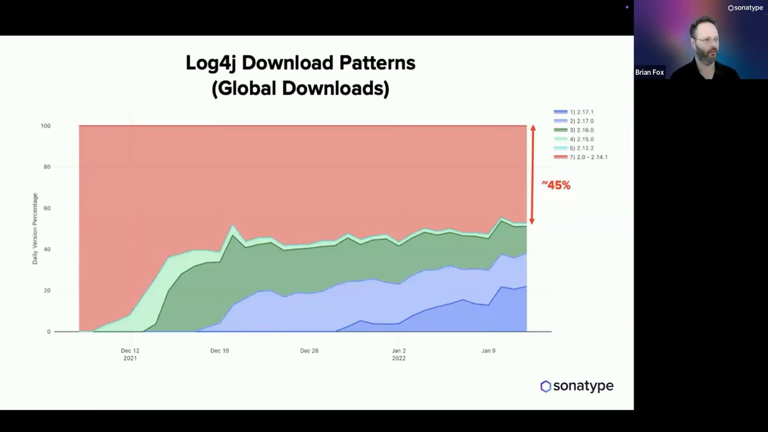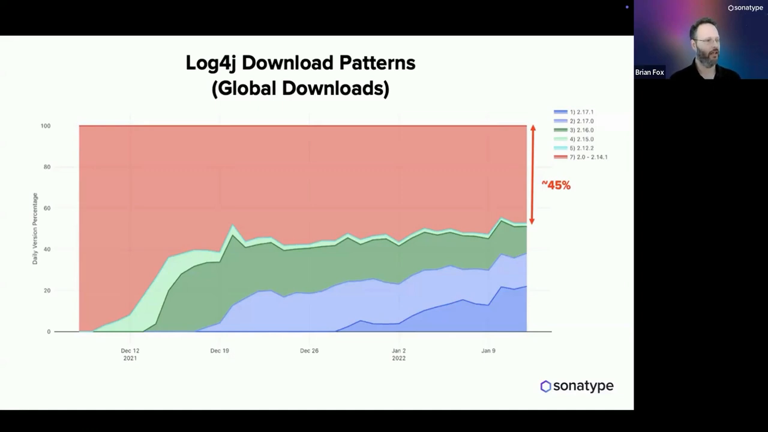This, until very recently, was what the Log4j download trends looked like globally. And this one I think was the perfect bellwether for what the industry, and not just the financial industry, but software in general, actually looked like. And so you could see that in the early days, we pretty rapidly got to 40% of the consumption being of these fixed versions, right?